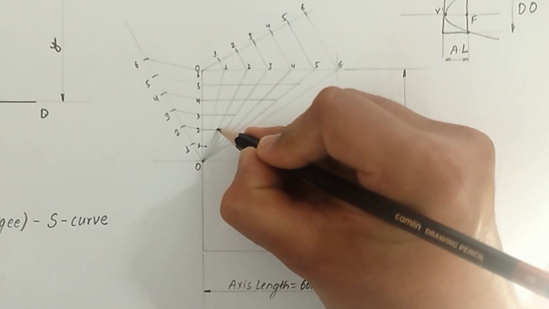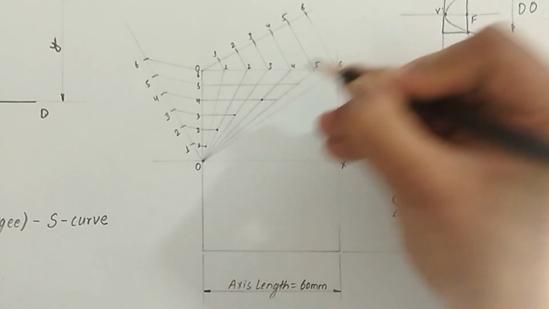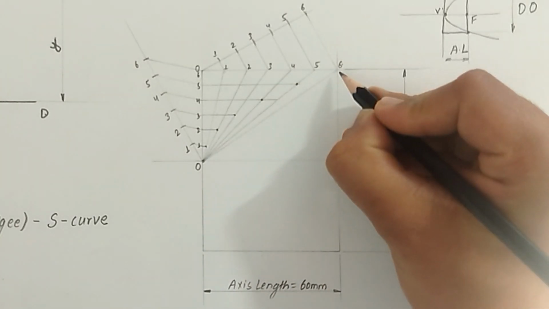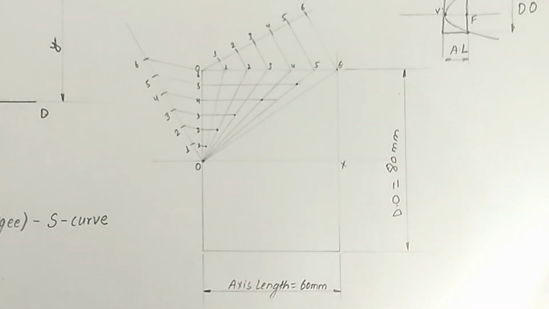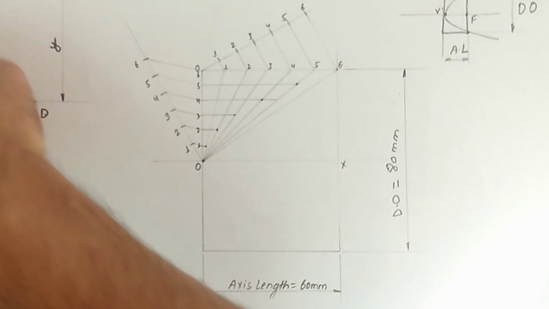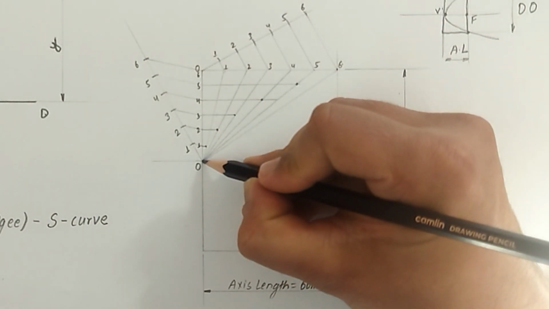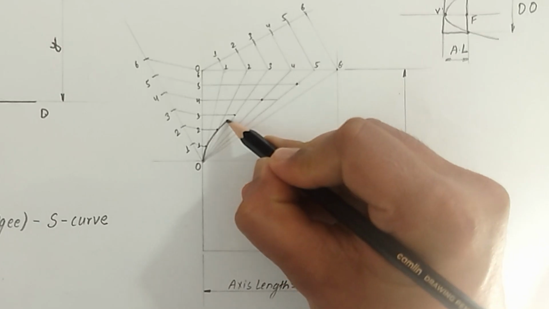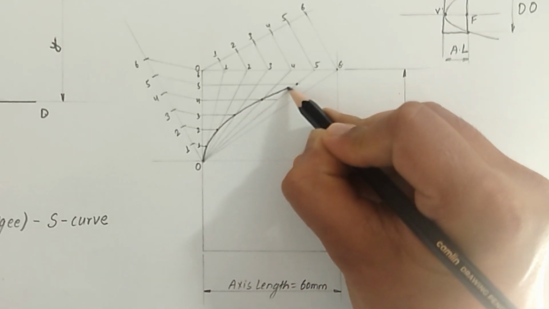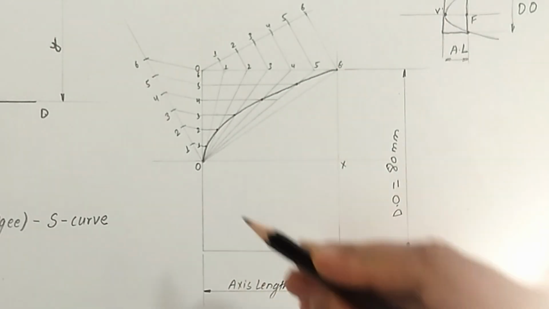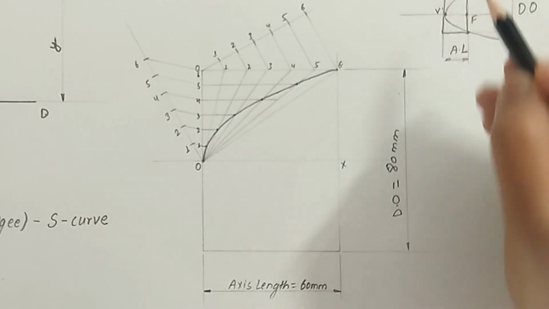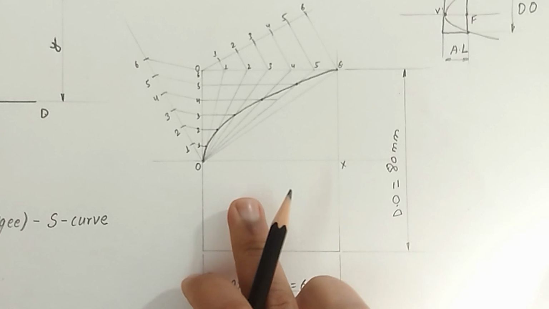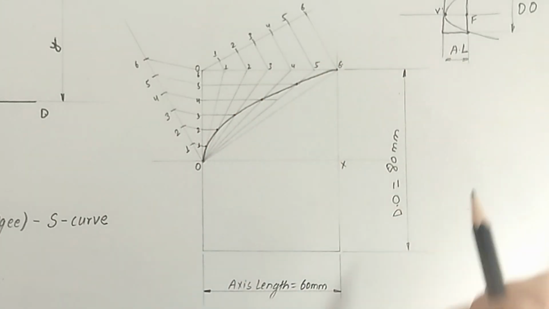So these are the points. Now if I join these points up to 6, what I get is a half parabola. Joining them, we get this upper portion of the parabola. Now if you repeat the very same process for this section, what we get is a complete parabola.